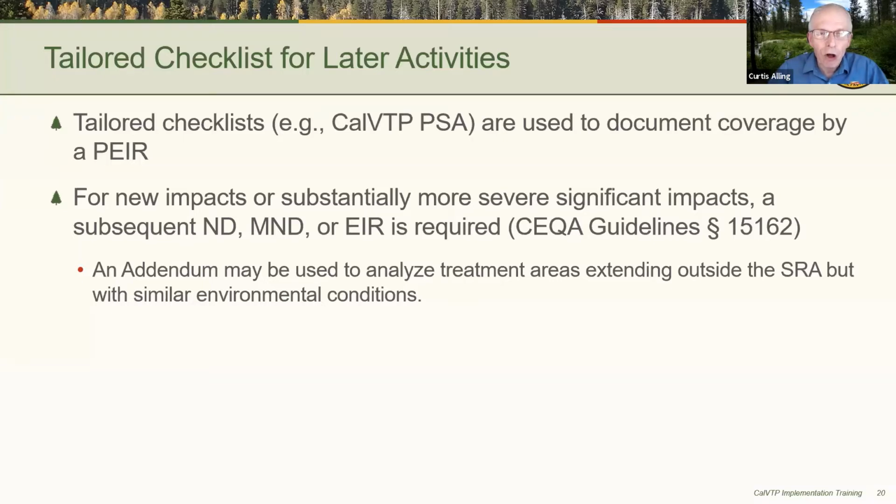Now, as long as the impacts are covered in the program EIR, then you're able to get to within the scope. If there's a new significant impact or one of the significant impacts identified in the program EIR becomes substantially more severe for some reason with the implementation of your later activity, then you may need to go to a different document depending on the circumstance, typically either a mitigated neg dec or an EIR that's focused on that topic.